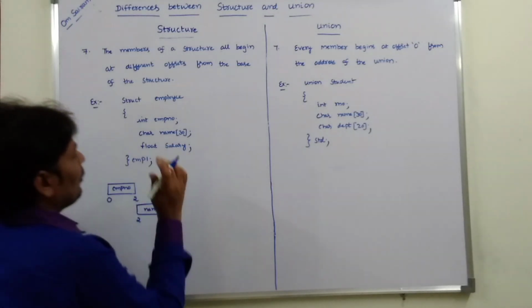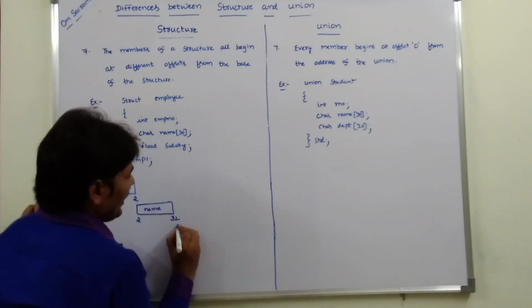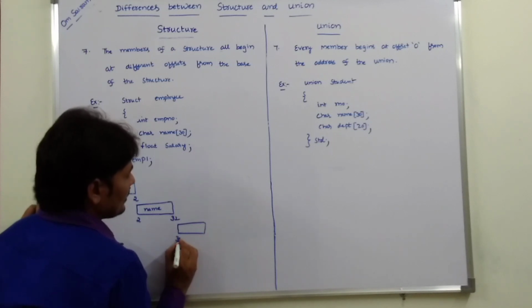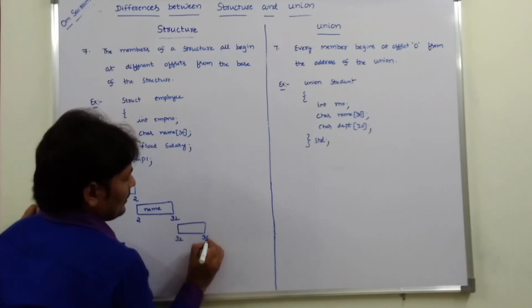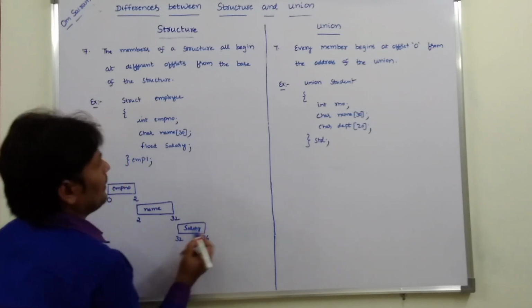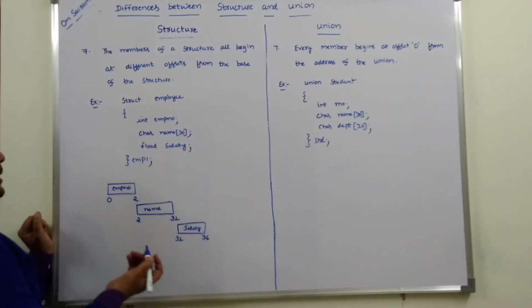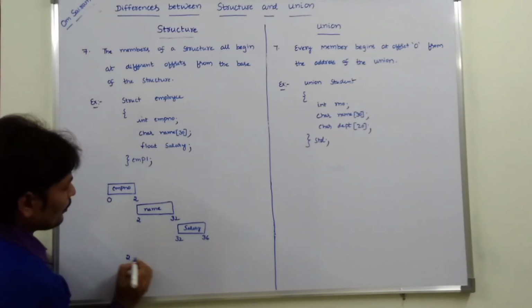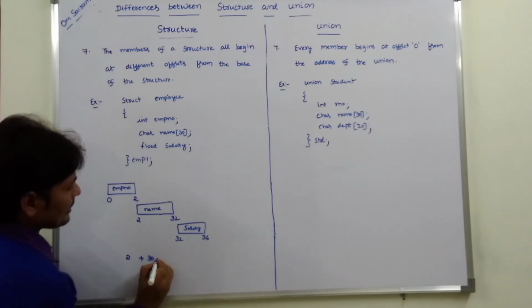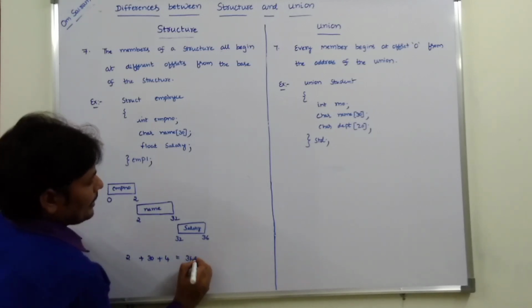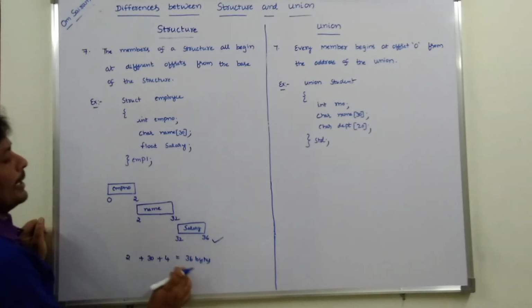Next, float salary. Salary occupies 4 bytes. So this is salary. Okay. So total size is equal to 2 plus 30 plus 4, so that is equal to 36. So 36 bytes of the memory is allocated.